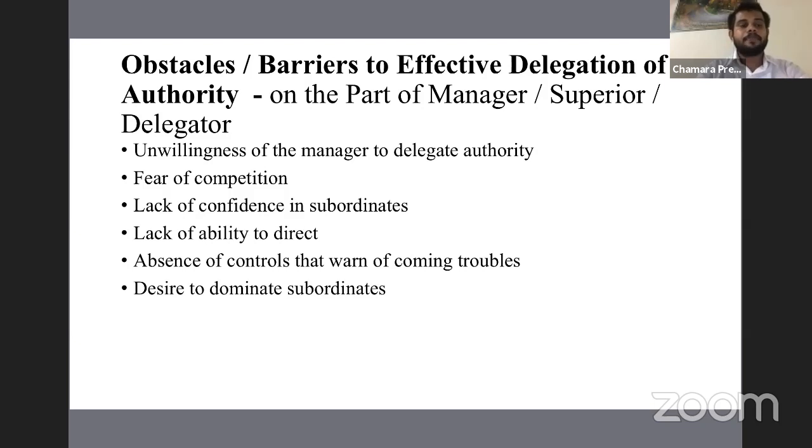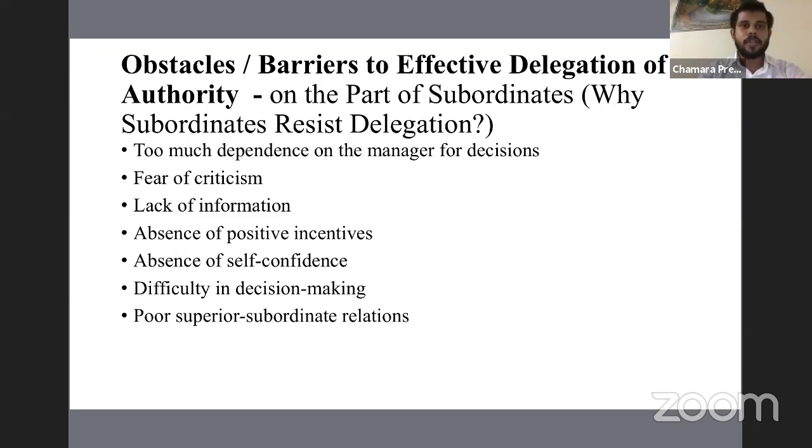They think that many problems will arise because of this, and because of that reason they don't delegate authority. Then, the desire to dominate subordinates. Sometimes when we want to dominate others, we don't transfer the authority. Sometimes we also have some problems from the subordinates' points of view, about why they don't take some responsibilities and authority.